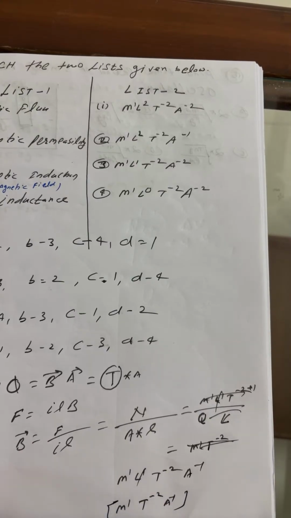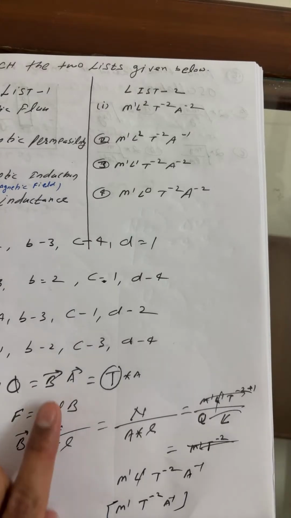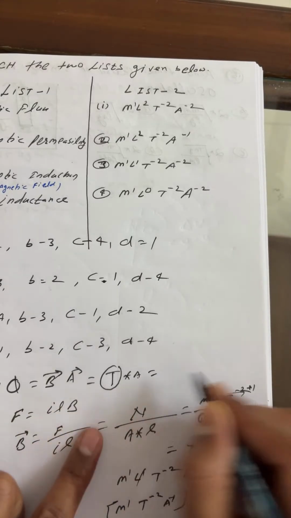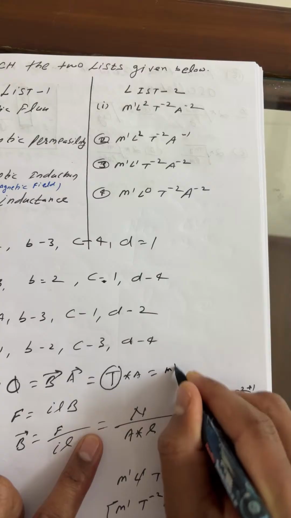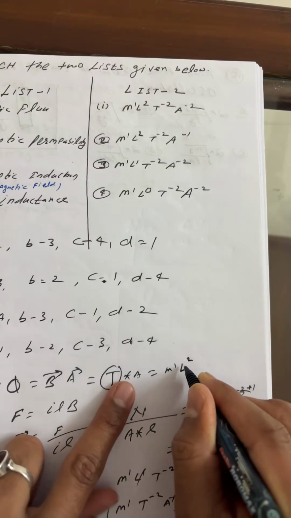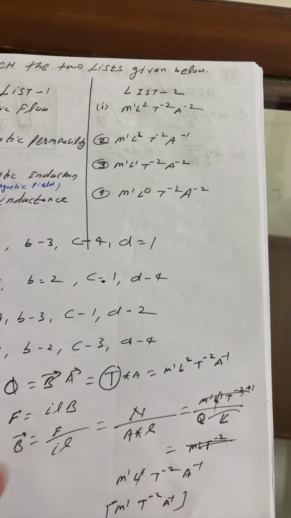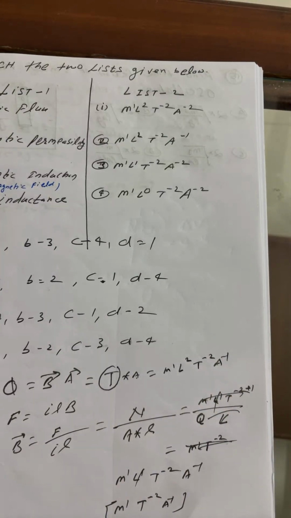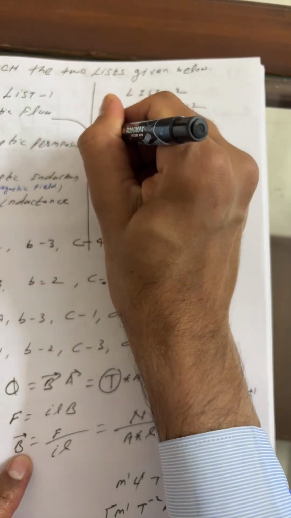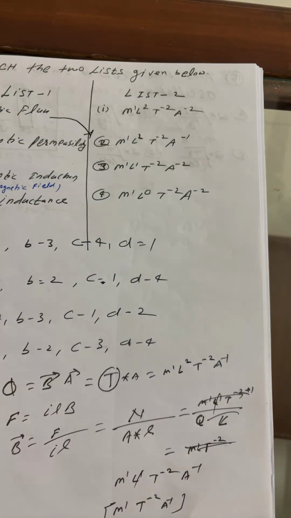Beta, we got this only for the magnetic field, right, sir? We wish to find it over here only. Then, beta, it is the area. What you can write is M1 L2 T to the power minus 2 A to the power minus 1. Just check here M1 L2 T minus 2. That is better. It is option number B.